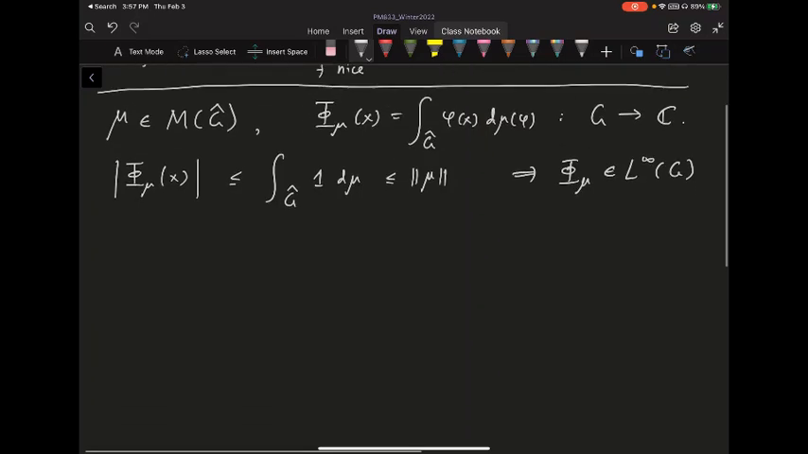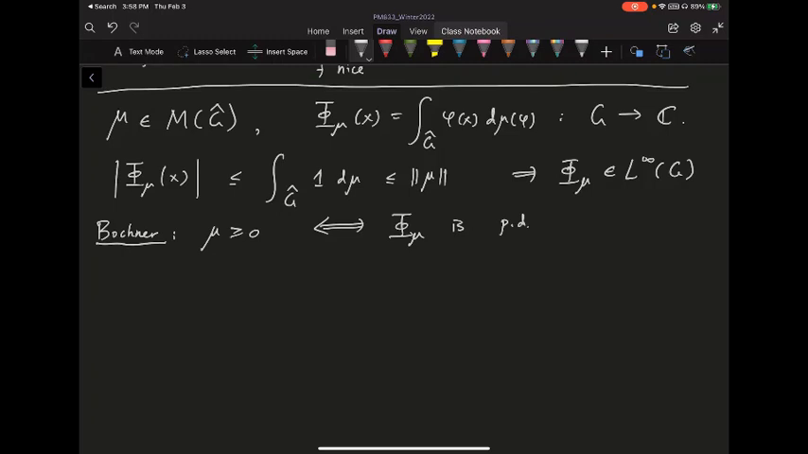If you recall, Bochner's theorem says the following. If you have a mu which is greater than or equal to 0, then this phi of mu, integrating a bunch of these characters, which are all positive definite, along some positive measure, is going to be positive definite. And Bochner's theorem tells you the converse: if you have a function that's positive definite, then it comes from a measure that's greater than or equal to 0. Now let me consider all these mu, not just the positive ones.